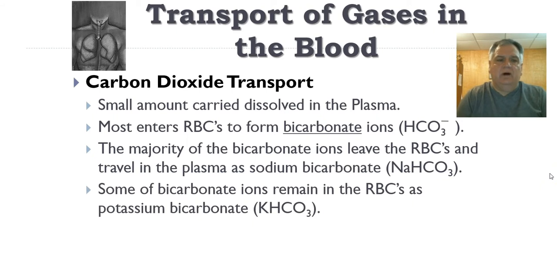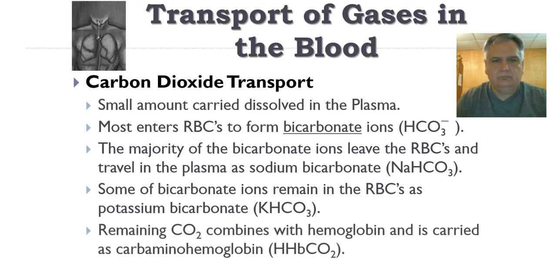A third method of transport of the carbon dioxide is that some of the bicarbonate ions that were formed in the red blood cell will remain in the red blood cells, and they will attach to potassium ions, which we can also find in the red blood cell. Now remember, potassium ions are also positively charged, so these negatively charged bicarbonate ions will be attracted to the positively charged potassium ions to form potassium bicarbonate.